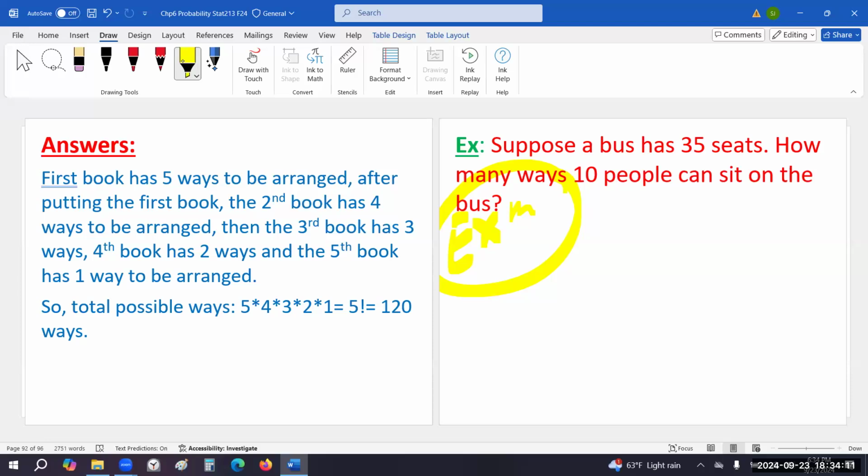Think about the concept. From the 10 people, when the first person gets on the bus, how many seats are available for him? 35. Now comes the second person. How many seats does he have? 34. So we have person 1, 2, 3, 4, 5, 6, 7, 8, 9, 10. 10 people. For the first person, we have 35 seats.